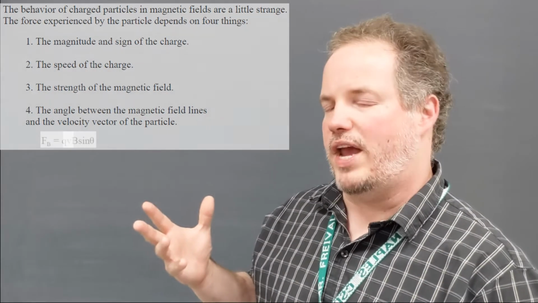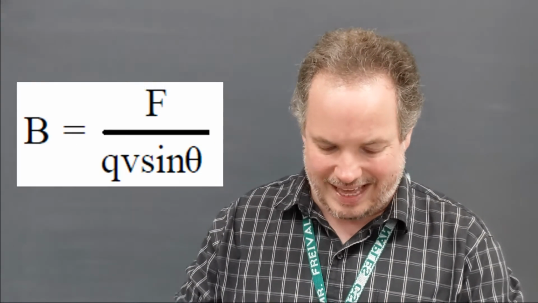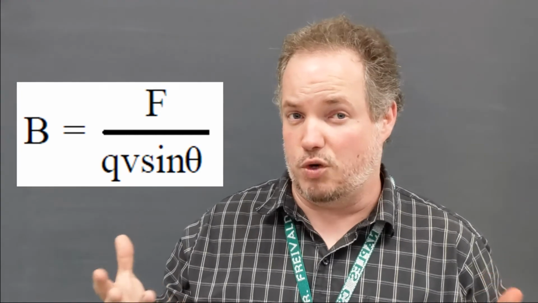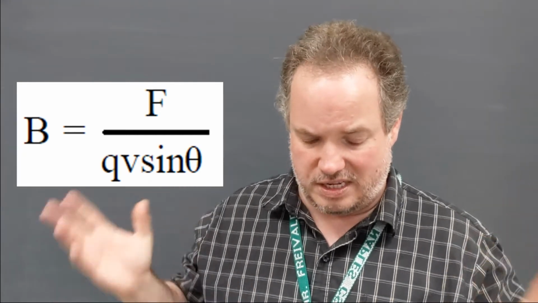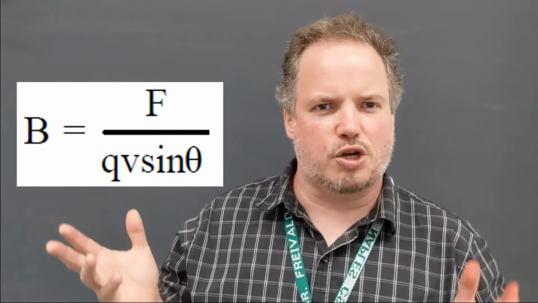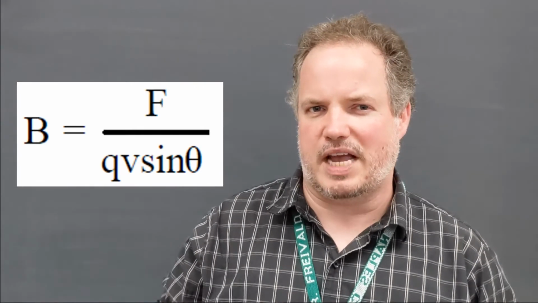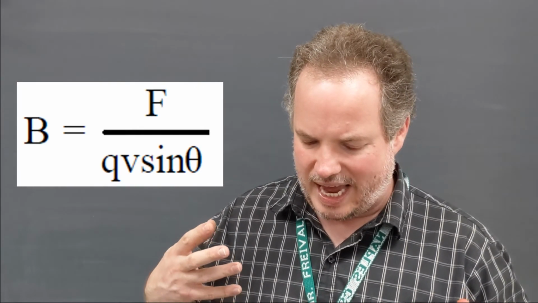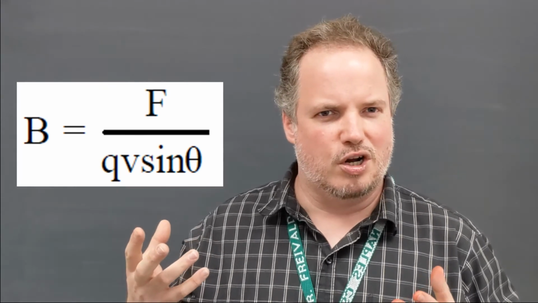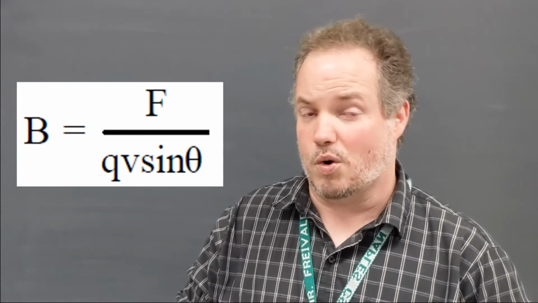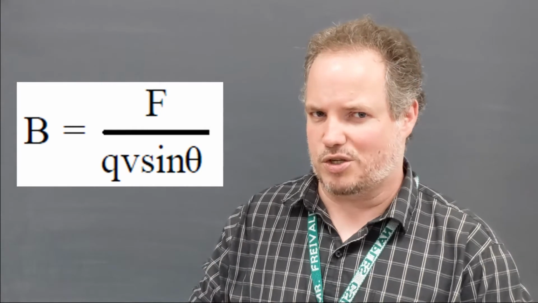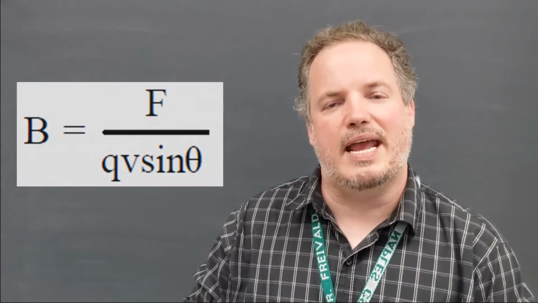If we solve that equation for magnetic field, we end up with force divided by qv sine theta. And sine theta doesn't have any units. Force is newtons, charge is coulombs. You get meters per second for velocity. So you end up with a newton per coulomb meter per second, or a newton per amp meter. That's quite a mouthful, isn't it? We decided to name the unit of the magnetic field after Nikola Tesla for all of his contributions to electromagnetism, and so we call the unit of the magnetic field the Tesla.